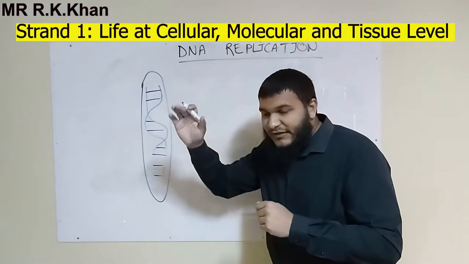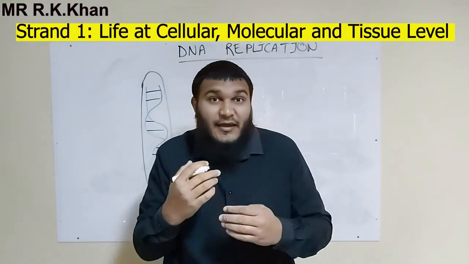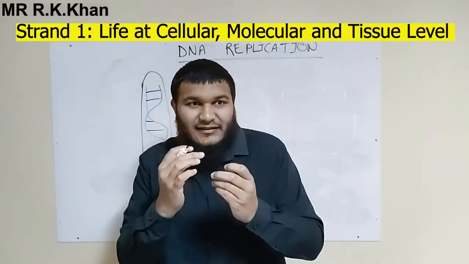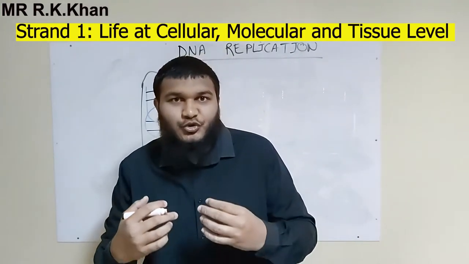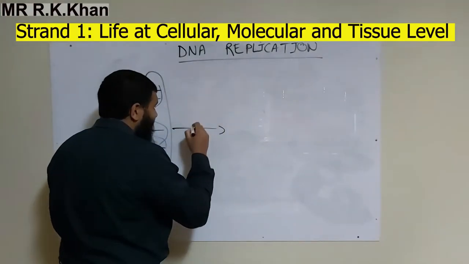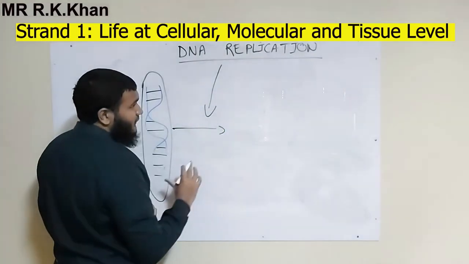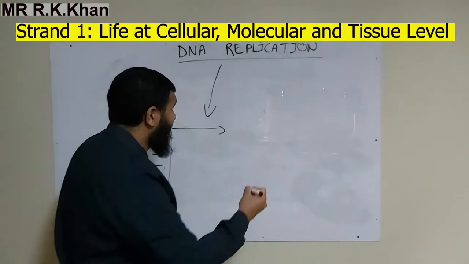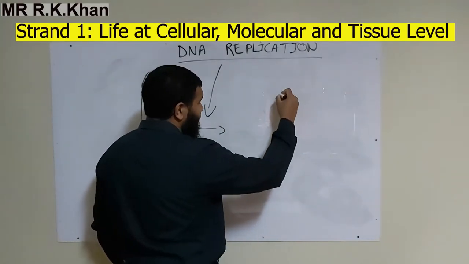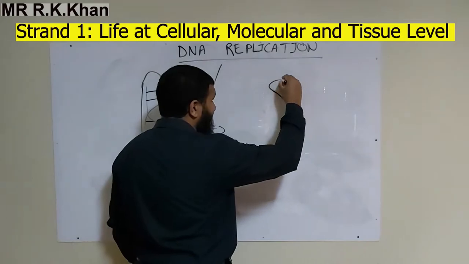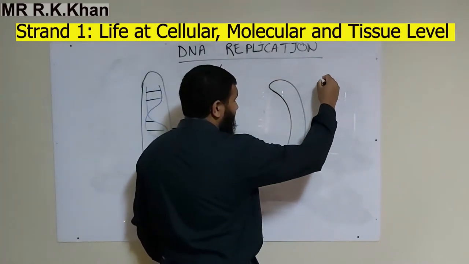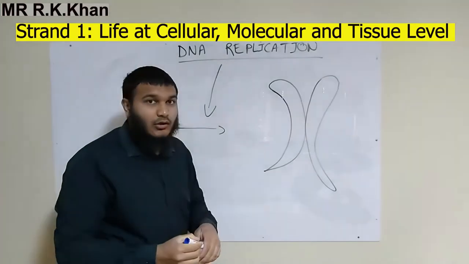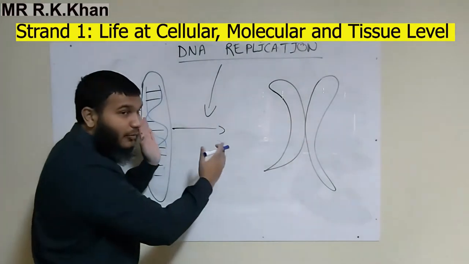But what happens when interphase comes to an end, and the cell is preparing for mitosis to occur, for new cells to be produced? The DNA needs to replicate. DNA replication needs to occur, and we're going to produce a new structure. So we have our chromosome, our double chromosome. This single-state chromosome made a copy of itself.